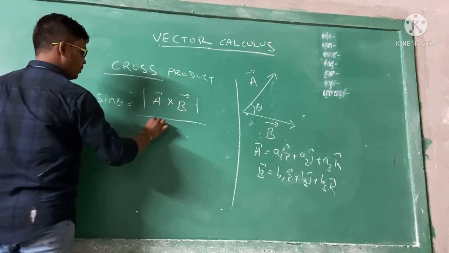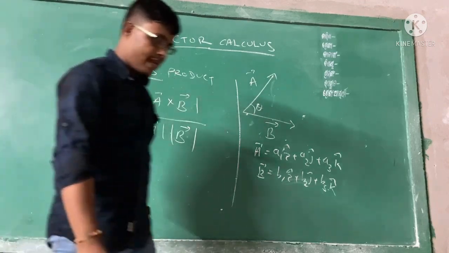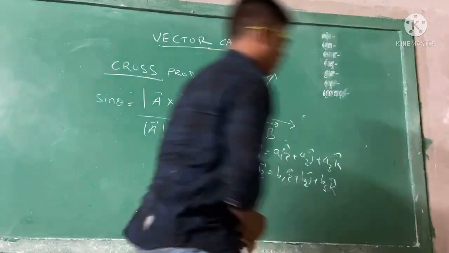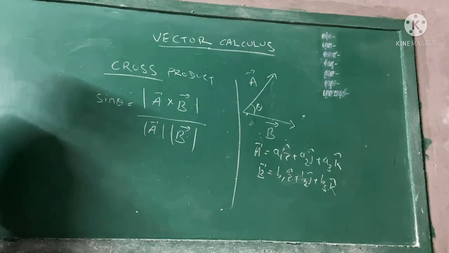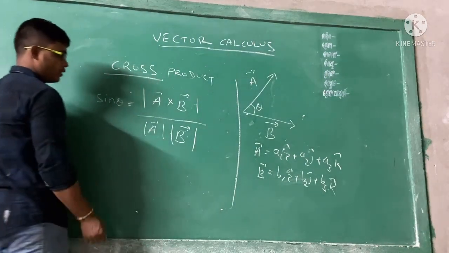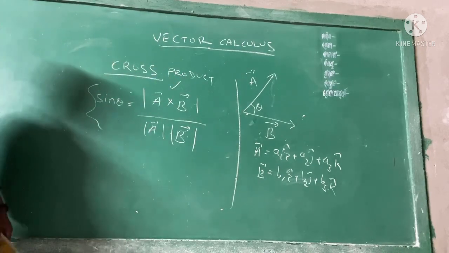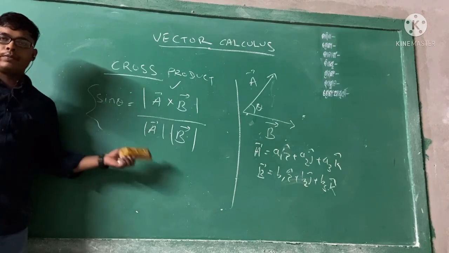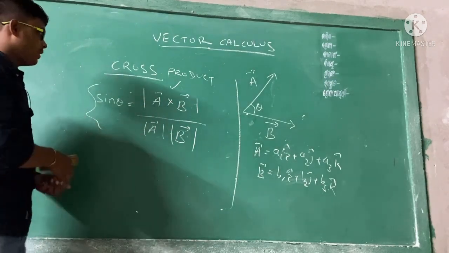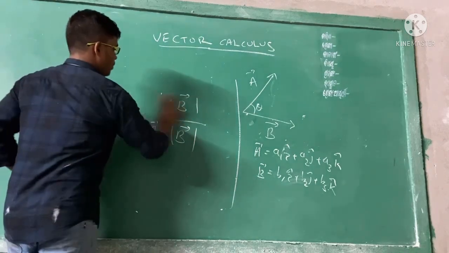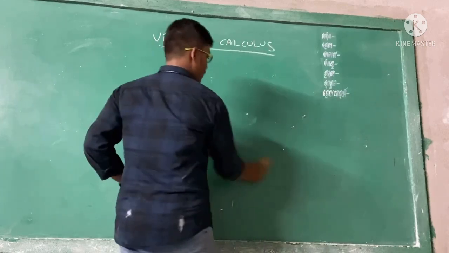So how do you find sine theta? This is A cross B divided by A magnitude B magnitude. This is the sine theta. Then how will you find theta? Theta is the angle between A vector and B vector. We have discussed in dot product how to find theta, now in cross product how to find theta. So you do the A cross B using the determinant form, then multiply A magnitude and B magnitude. Then you will find the sine theta. Then theta is the sine inverse of this.